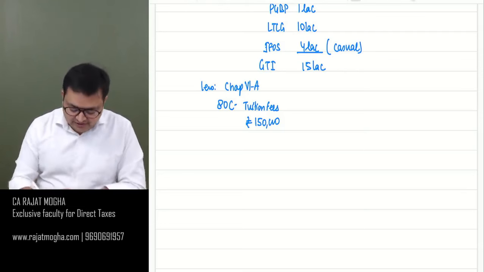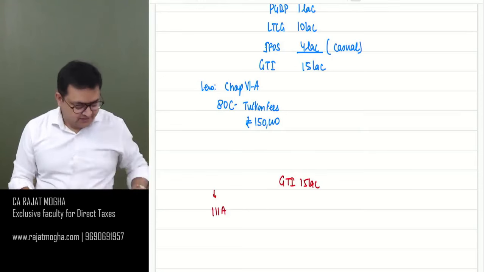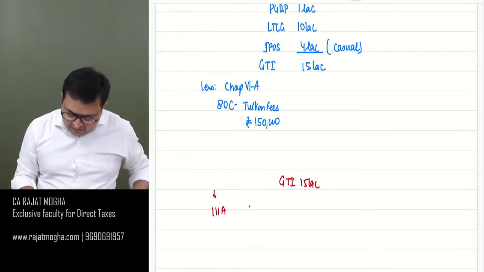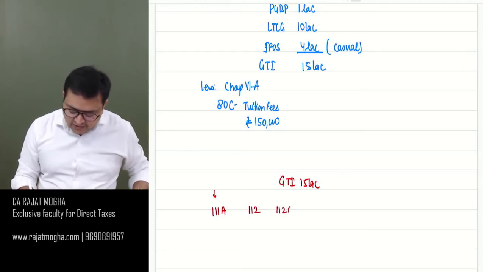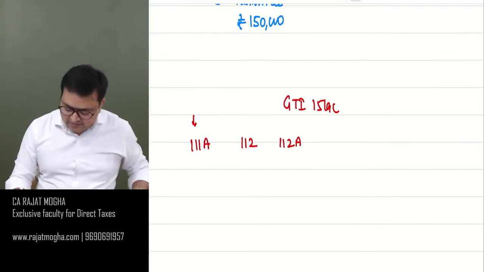So in a rough page, simply right now you can do it right here, just leave 1 or 2 lines over here. And your GTI was 15 lakh. Just try to know how much is my 111A. 111A is again a special income, short-term capital gain. How much is my 112, other long-term? How much is my 112A, long-term on equity shares? How much is my casual income?